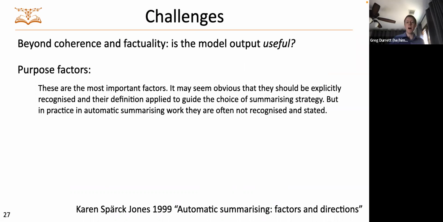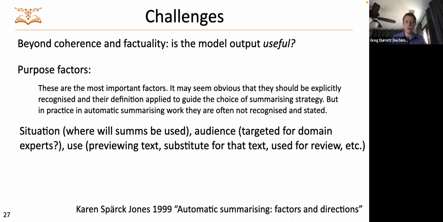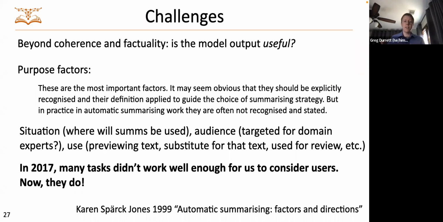Beyond thinking about coherence and factuality, which I hopefully have convinced you are two important things that we're poised to make progress on, we should also be thinking about whether our models' outputs are useful. Karen Spärck Jones talks about the purpose factors behind summarization, which are things like the situation, where they're going to be used, the audience, are they targeted at domain experts or lay people, and what are they actually going to be used for? I think in 2017, if we looked back at those summaries, there was so much to fix that we didn't even need to think about the users.